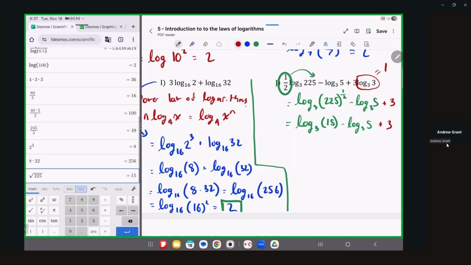plus 3. Let's simplify using the quotient rule. So log base 3 of 15 minus log base 3 of 5 is the same thing as log base 3 of 15 divided by 5 plus a 3 afterwards. 15 divided by 5 is 3, so this becomes log base 3 of 3 plus 3. We run into another log base 3 of 3, so that's going to be 1 plus 3, which will equal 4.